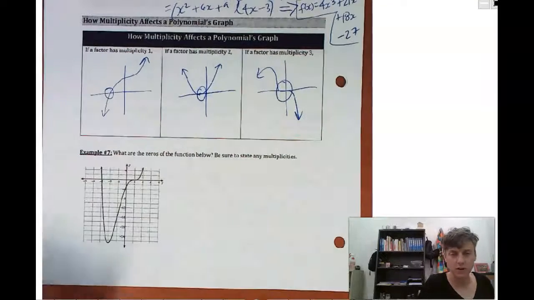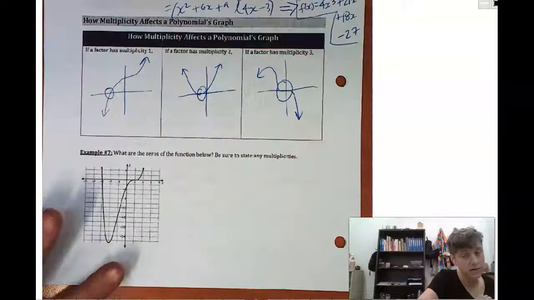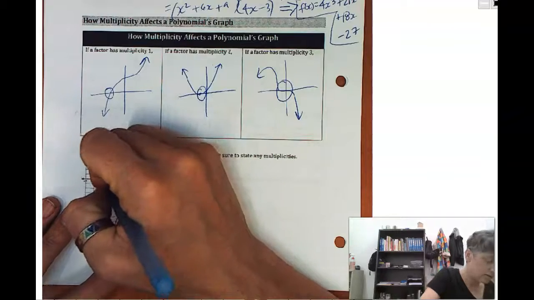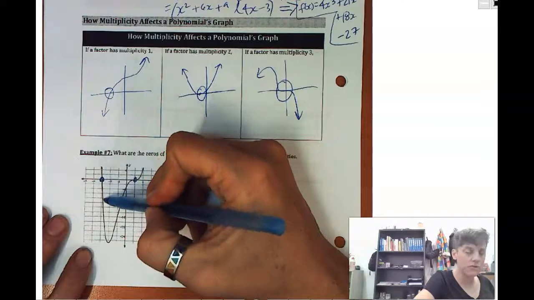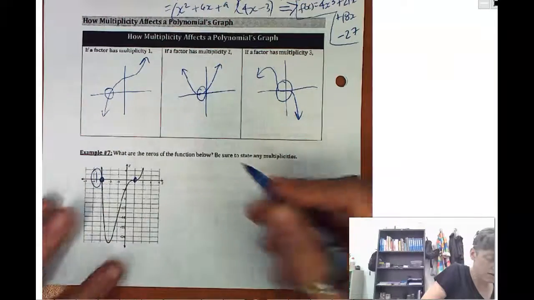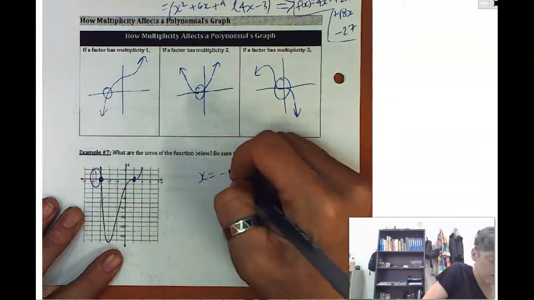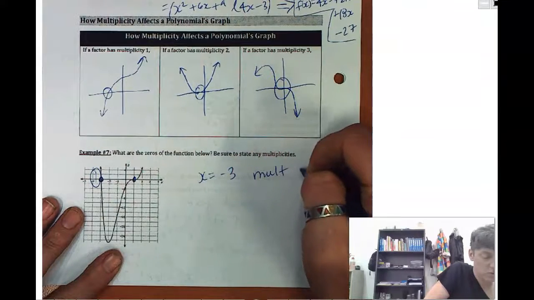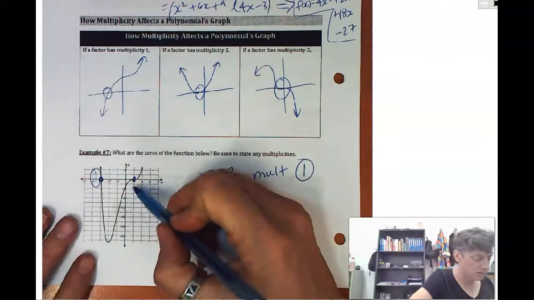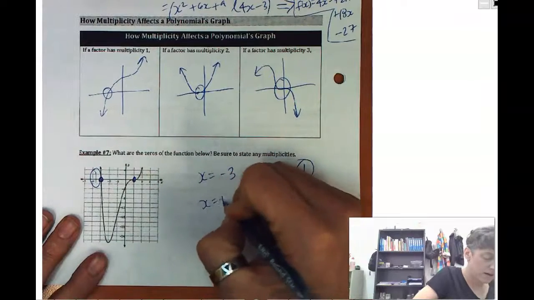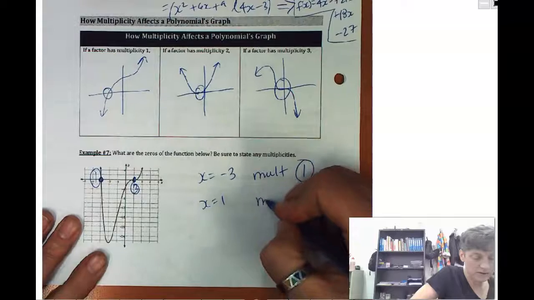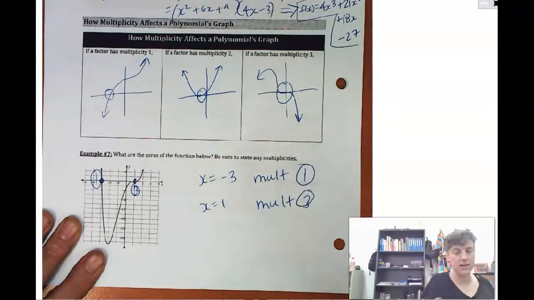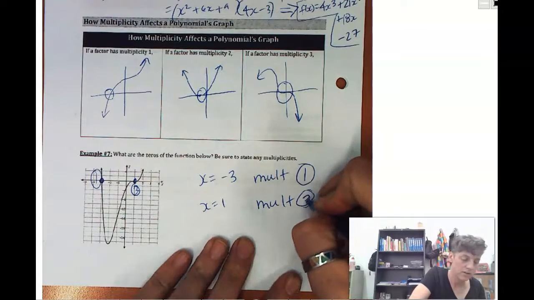So let's look at some graphs and see if we can identify their multiplicities. Okay. We've got, first let's find the zeros. We've got a 0 here and a 0 here. This 0 goes straight through, so it's got a multiplicity of 1. So we had a 0 at -3 with a multiplicity of 1. This 0 here at 1 hangs onto the x-axis and then goes through, so it's got a multiplicity of 3. Multiplicity of 3. That should be the number 3.